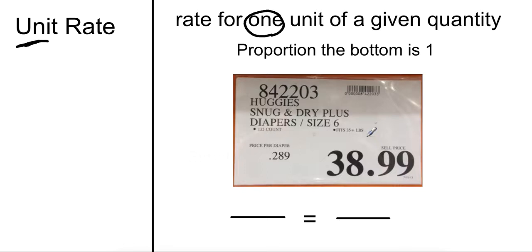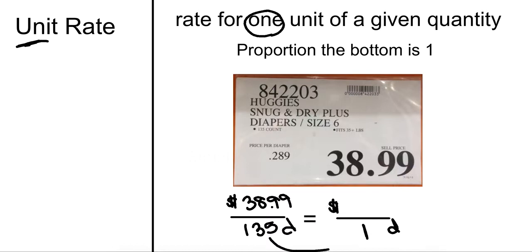So here's some Huggies diapers. I'm going to get 135 diapers for $38.99. So thinking of our word problems, $38.99 for 135 diapers. And that's my diapers. So I need my labels to stay the same. Now, I want to know how much one diaper is going to cost. How did I go from 135 to 1? Well, I divided by 135. So let's divide this by 135.